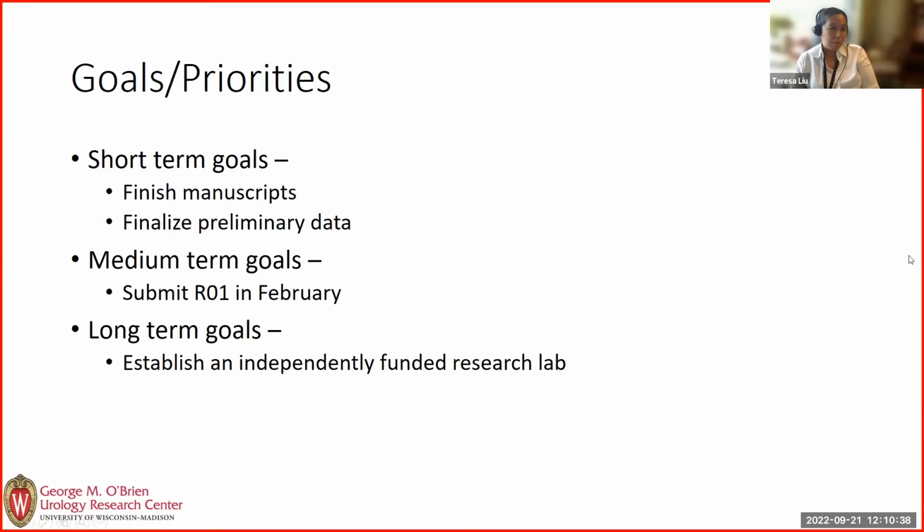And then goals and priorities. I like to write these down, but I don't always have definitive dates. So right now, my short-term goals, I have a couple manuscripts I want to get out and publish. I'm trying to finalize some preliminary data. The medium-term goal is submitting an R01 in February. And really the long-term goal is to establish an independently funded research lab.